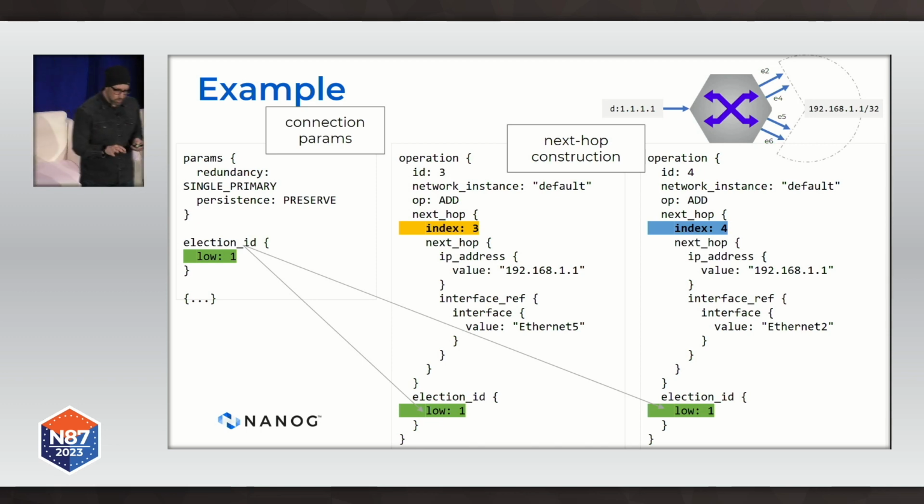So as we mentioned before, we establish a connection to the gRIBI server. We have an election ID. We're at 1. We're going to create our next hops. Our next hops have to be created individually. So in this example here, we have ID 3 and 4, which are responsible for creating the next hops that specify the next hop of 192.168.1.1 and an interface of Ethernet 5 and Ethernet 2, respectively.